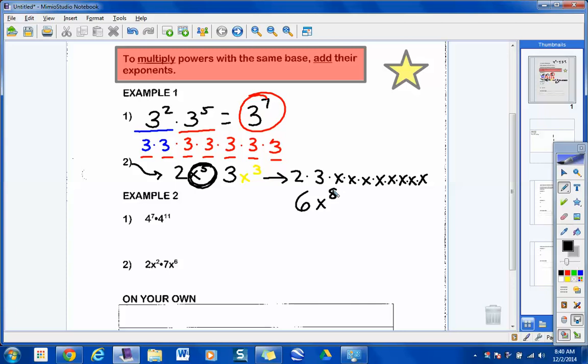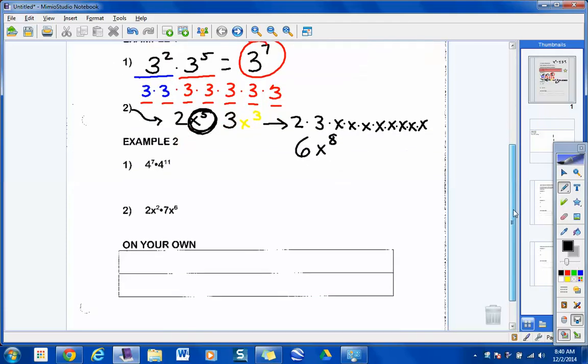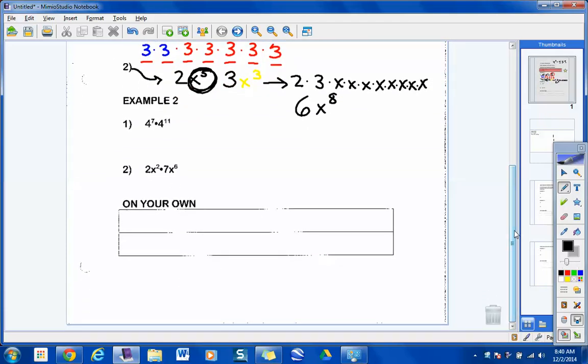Okay, so here's what I want you to do. I want you to look at the example that I did in example 1 and example 2, and kind of understand what we're doing. Let's see if we can talk our way quickly through example 2, and then we'll try some on our own. All right? So how about a show of hands on the first one?